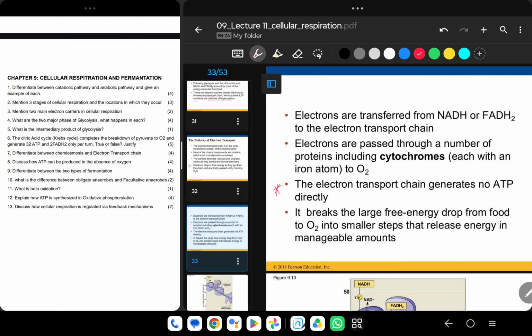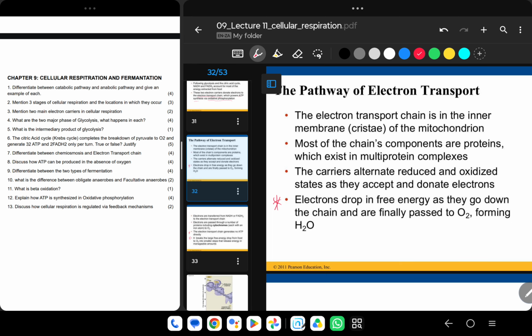What generates ATP directly is chemiosmosis. What the electron transport chain does is that it breaks the large free energy drop from food to oxygen, like we said up there. It facilitates the electron drop in free energy as they go down the chain and are finally passed to oxygen. Its main purpose is to use this oxygen so that there is formation of H2O.